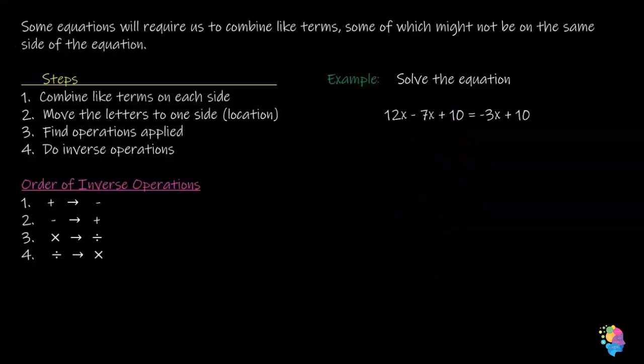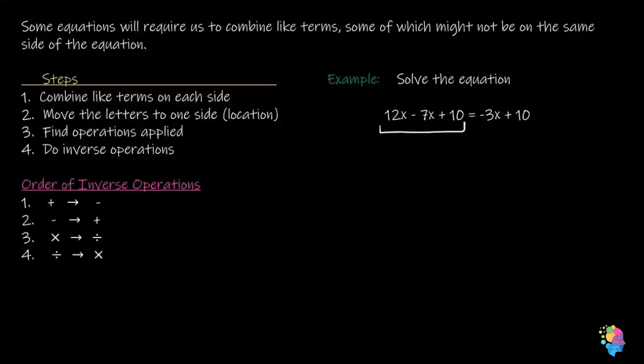Let's try the next one. 12x minus 7x plus 10 is equal to negative 3x plus 10. So I'm going to first simplify like terms on each side of the equation. We're going to combine like terms.